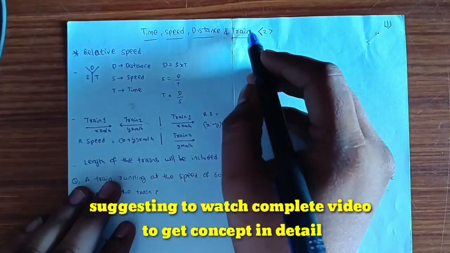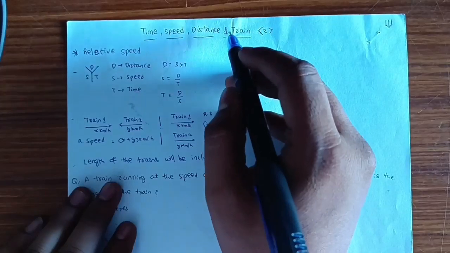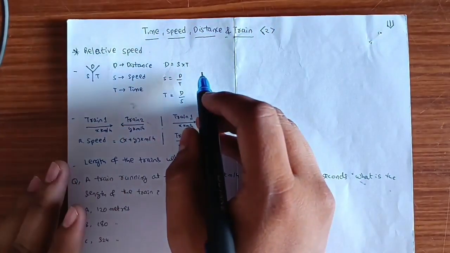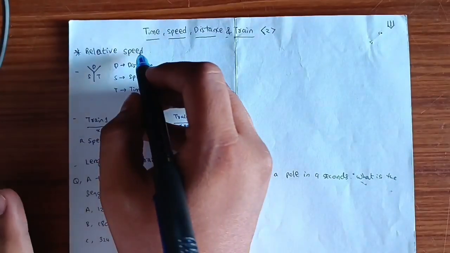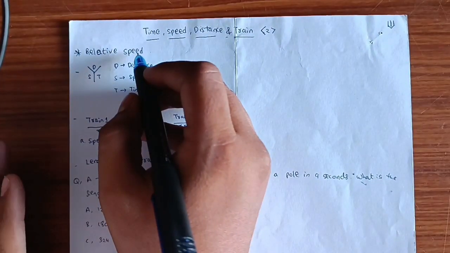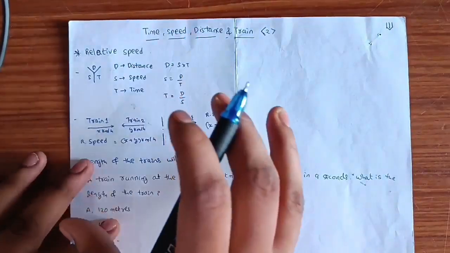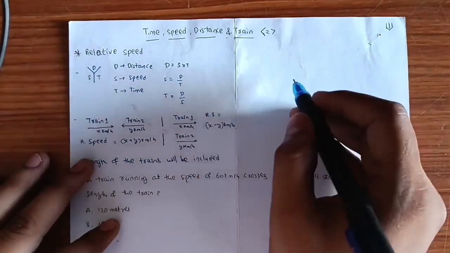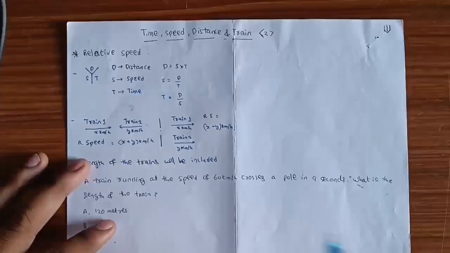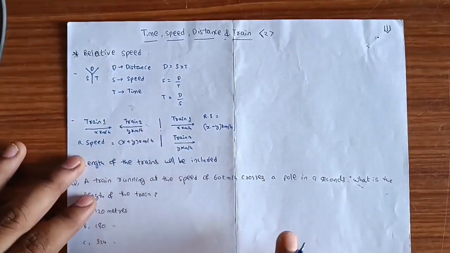In this video, we are going to see the second part of the time, speed, distance and trains topic. In this part, we are going to see questions regarding the relative speed concept. Relative speed means that mostly two objects are moving either towards each other or in the same direction. So you will get a clear idea of relative speed in this part.